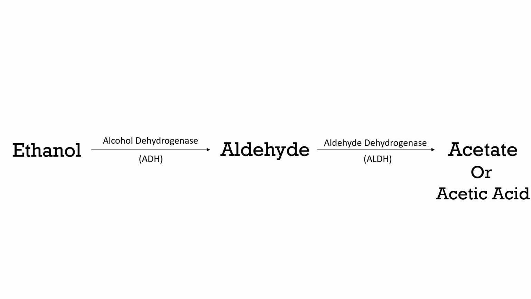So for your ethanol, we have your alcohol dehydrogenase converting it to aldehyde, which is worked on by the aldehyde dehydrogenase or your ALDH, and then it will form the acetate or acetic acid.